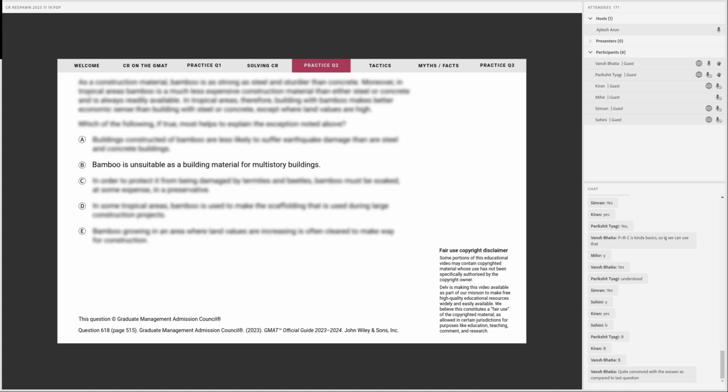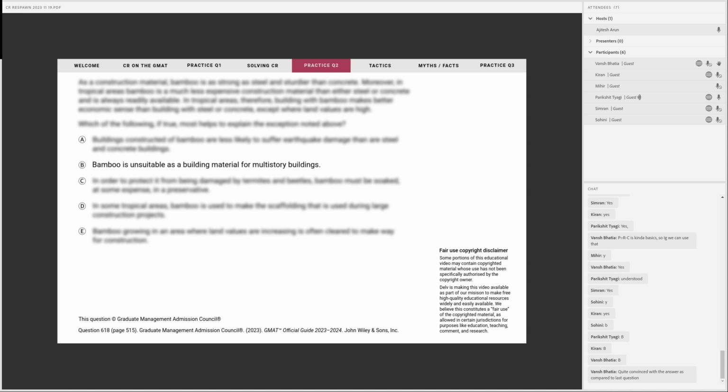Okay, and why do you think B is correct? I don't have any answer. Of course, the elimination part is something that I considered here. Fair enough. So maybe you went elimination first on this. That's a valid strategy. Let's move on to Parikshit.